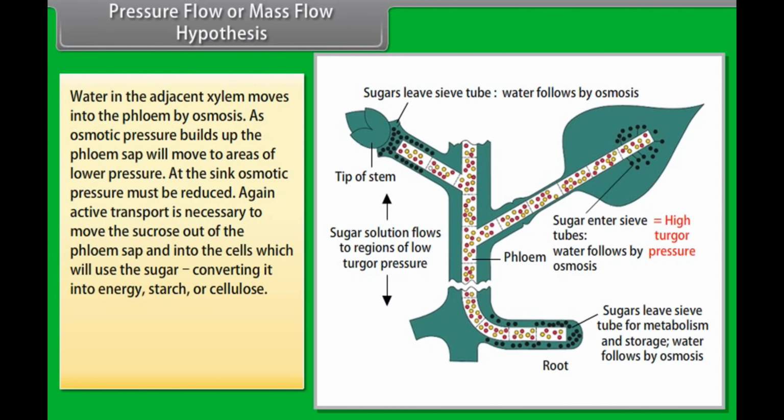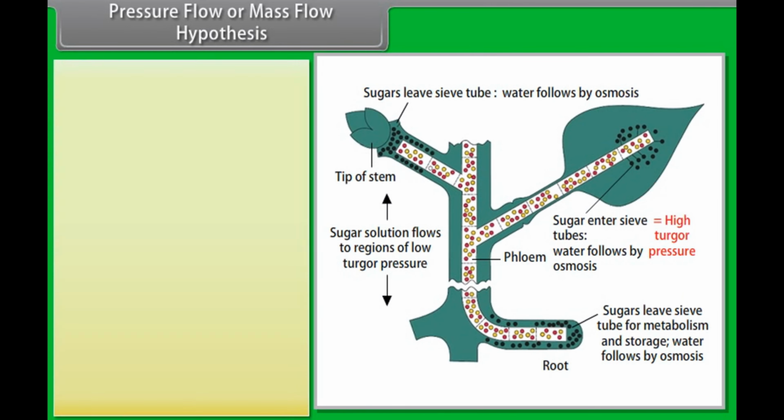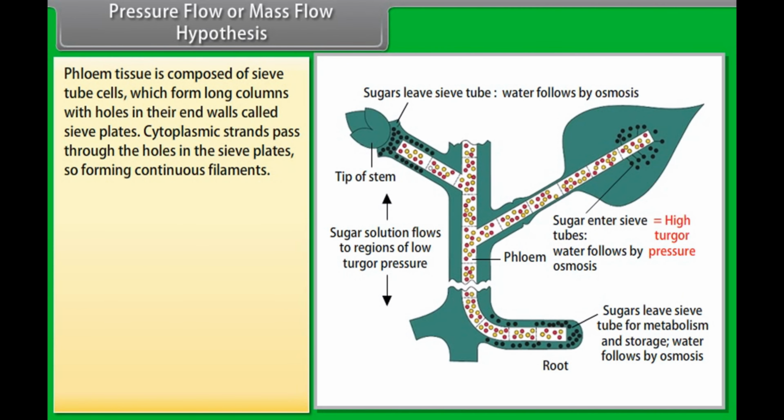Again, active transport is necessary to move the sucrose out of the phloem sap and into the cells which will use the sugar, converting it into energy, starch, or cellulose. As sugars are removed, the osmotic pressure decreases and water moves out of the phloem. Phloem tissue is composed of sieve tube cells, which form long columns with holes in their end walls called sieve plates.